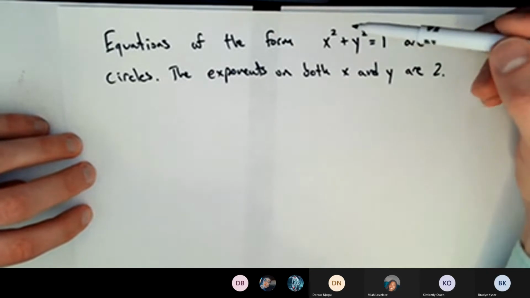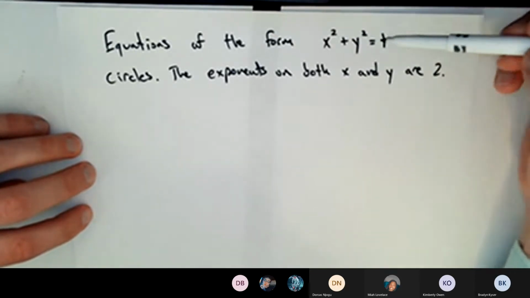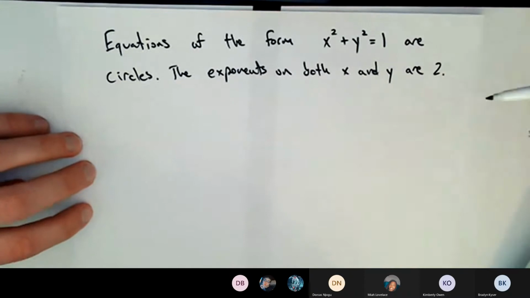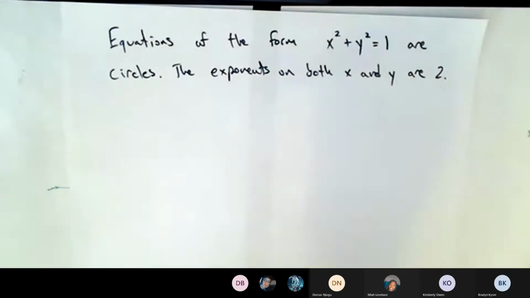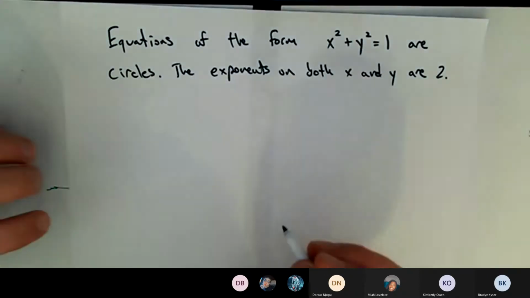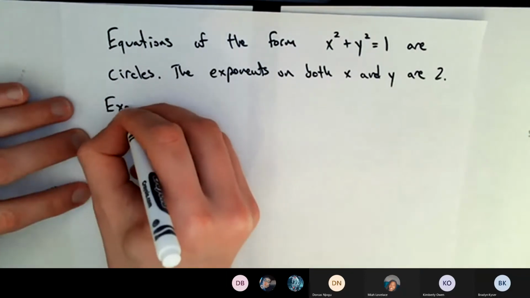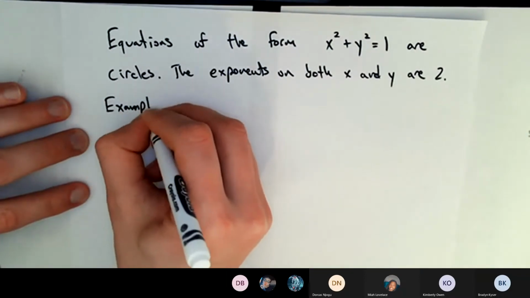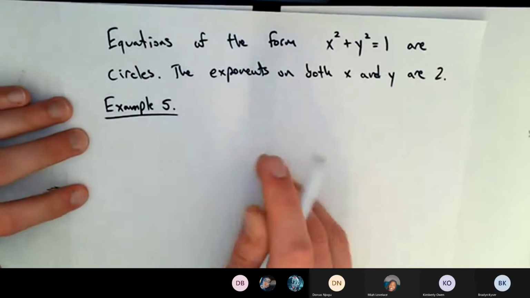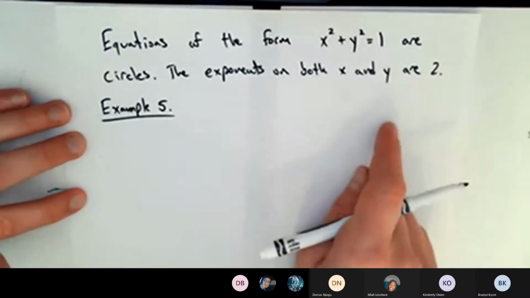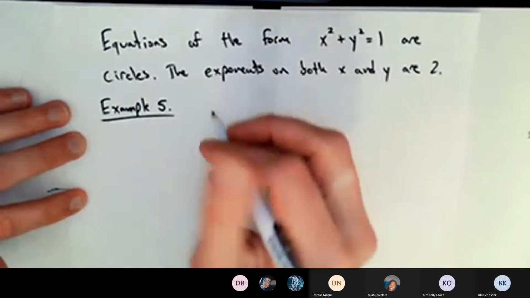So if you see something where both of the things are squared, then the exponents on both the x and the y are 2. So without getting too into circles yet, let's just practice finding their x and y intercepts, because it's a good example. It's more practice manipulating these equations, a little bit more practice solving the equations.